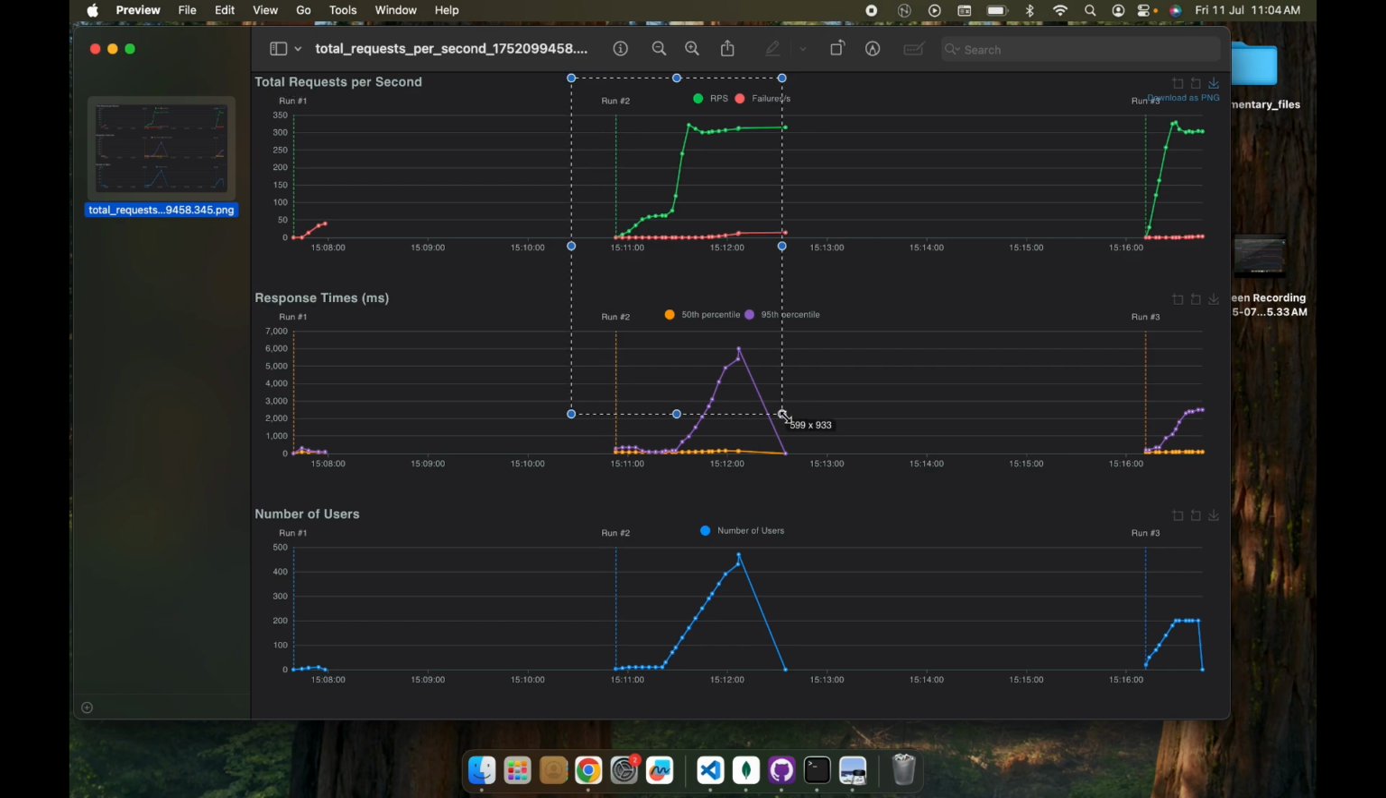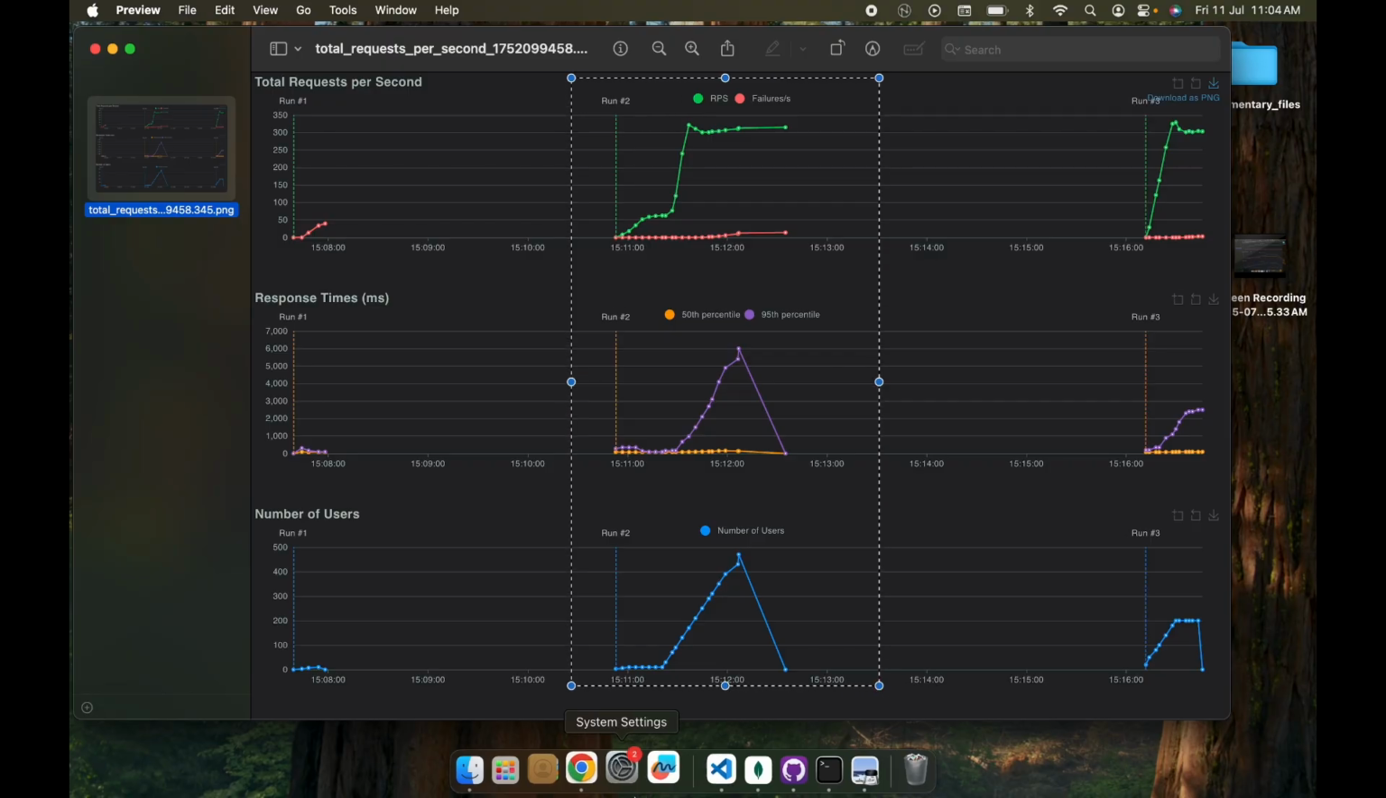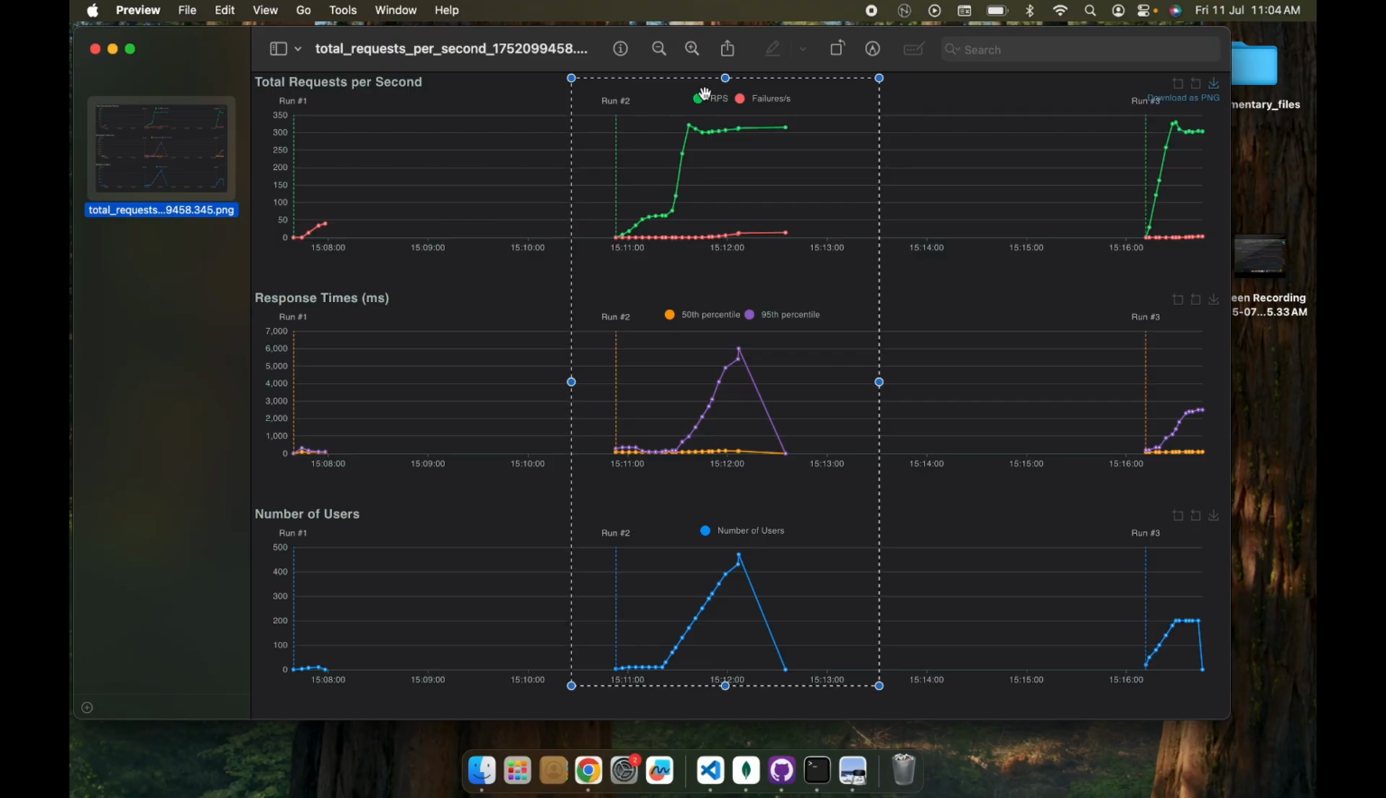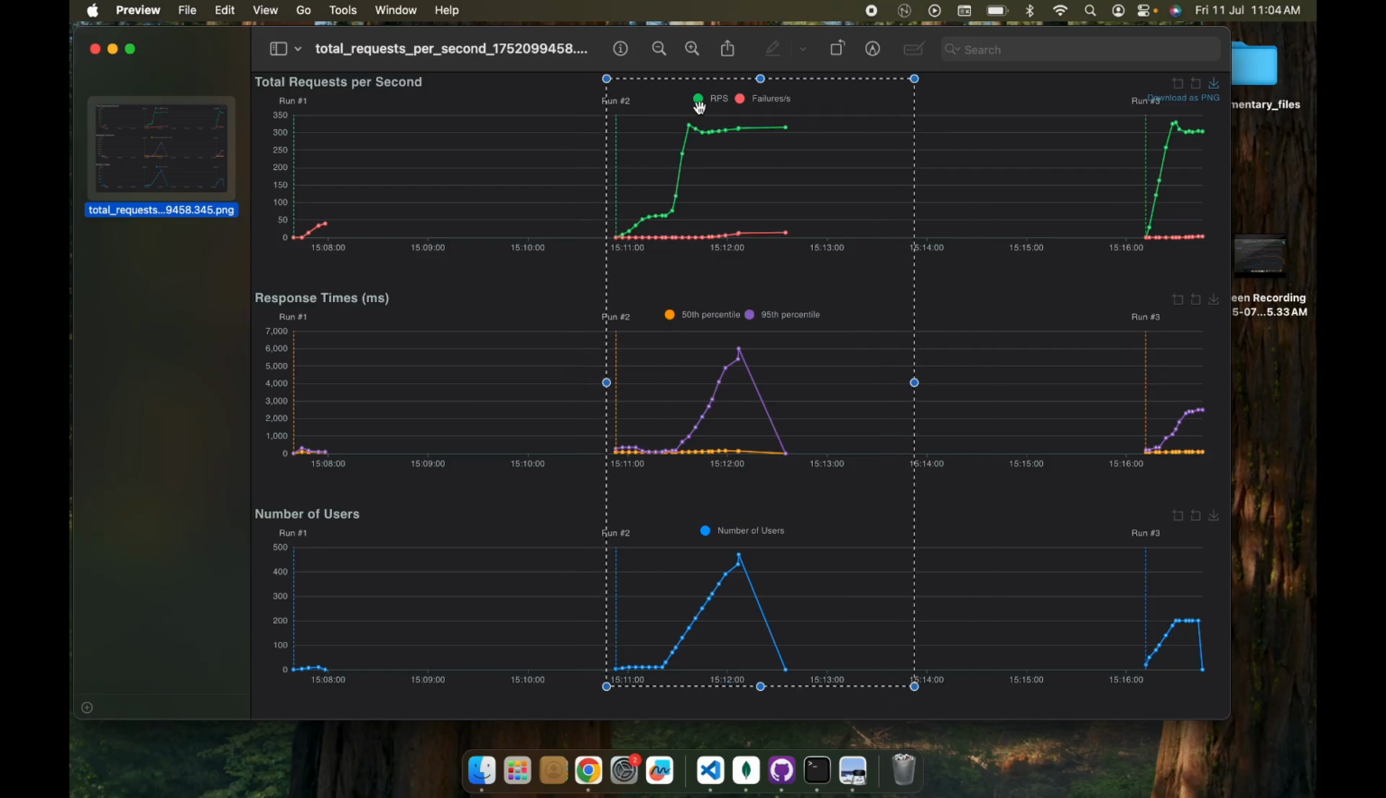In the second run here, we can see that it appears very promising at first sight. Over 300 requests per second and minimal failures. However, that's not great. There still were failures, as you can see here. And another problem, look at this response time. 6 seconds. That's quite bad.